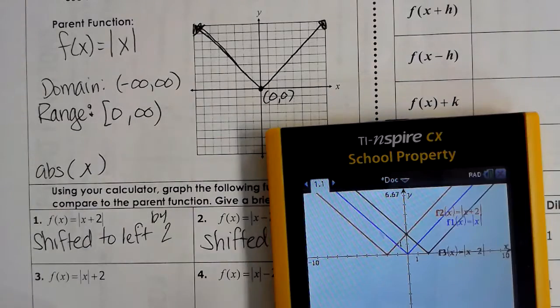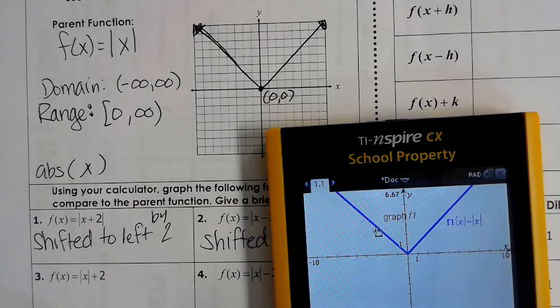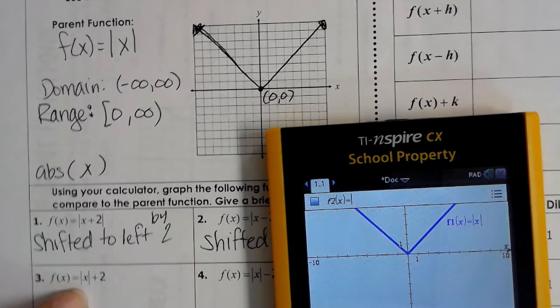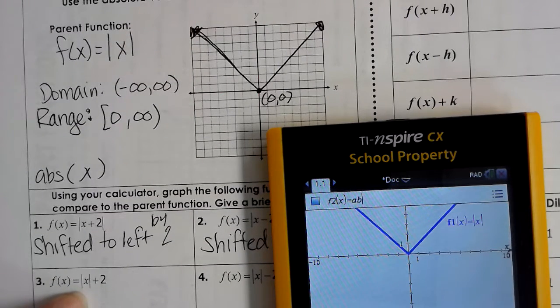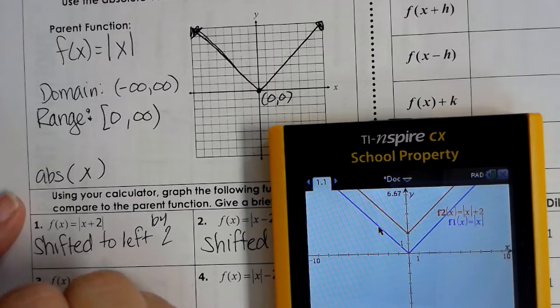All right, so I'm going to delete out these two, so we only have the parent function again. And now we're going to put in absolute value where the 2 is on the outside of the absolute value. So it's absolute value of x, parentheses on both sides of x, plus 2. And now we see it has moved up. So it's shifted up.